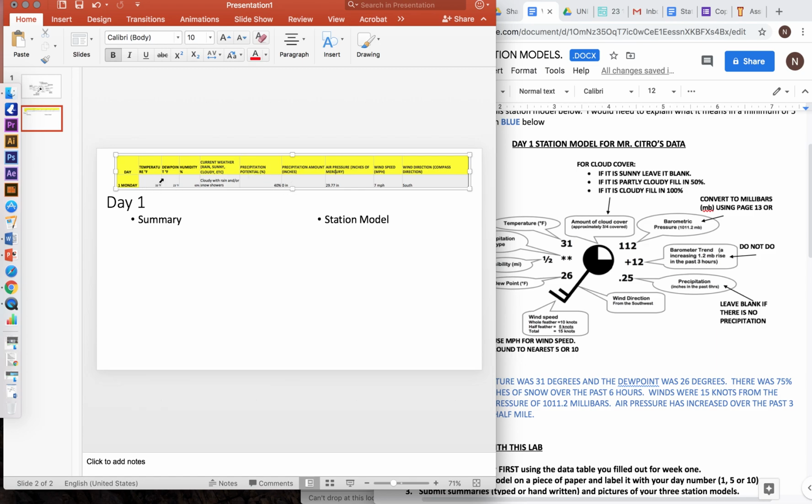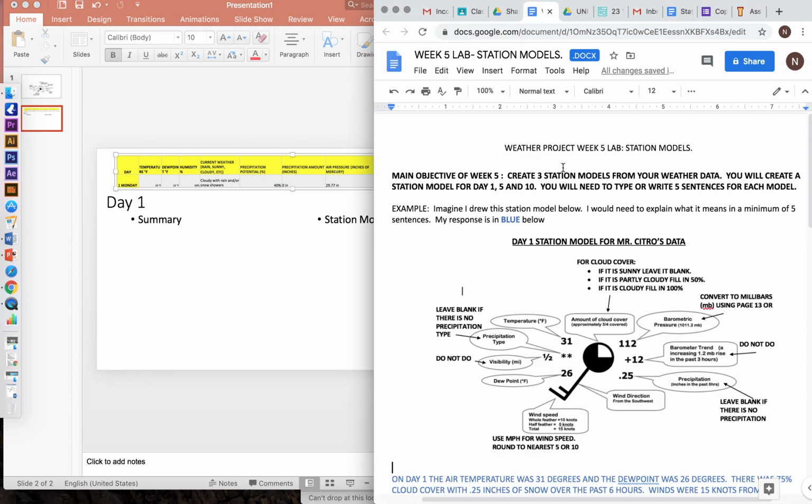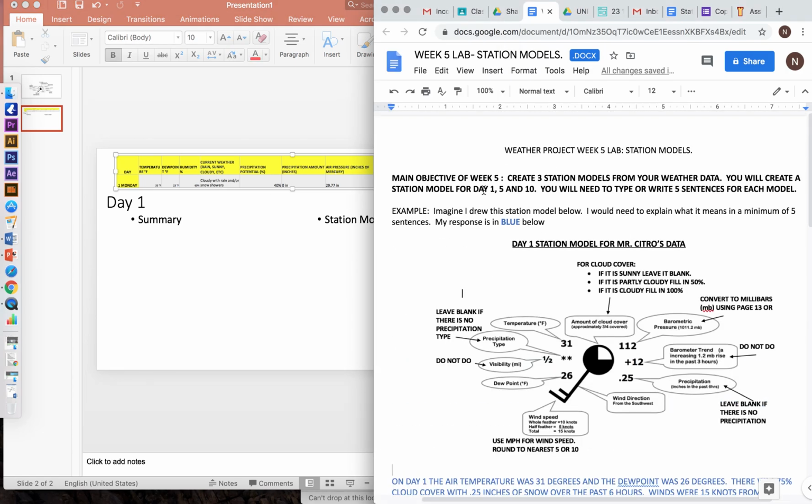So I'm going to give you an example of what you need to do, and I'm just going to do day one for a student here. And remember, you're doing day one, day 5, and day 10. So we all have this document. This is the last week.